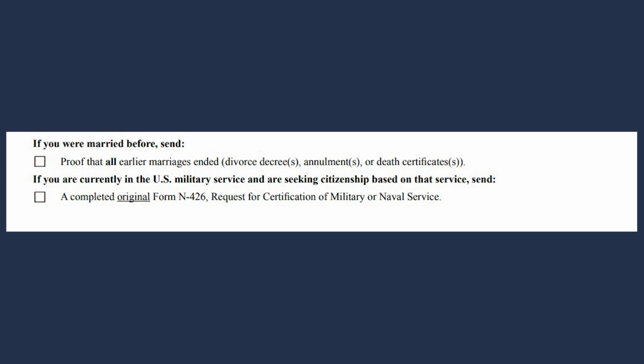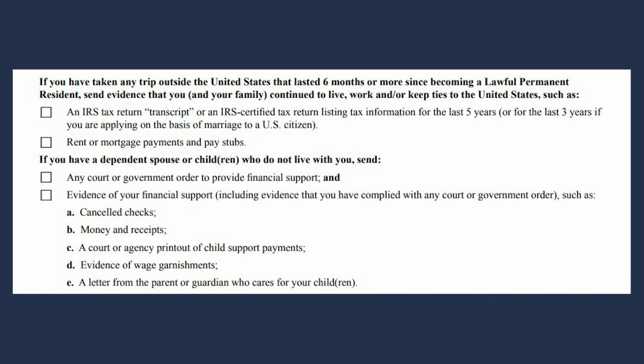If you are currently in the U.S. military service and are seeking citizenship based on that service, send a completed original Form N426, Request for Certification of Military or Naval Service. If you have taken any trip outside the United States that lasted 6 months or more since becoming a lawful permanent resident, send evidence that you and your family continue to live, work, and keep ties to the United States, such as an IRS tax return transcript or an IRS certified tax return listing tax information for the last 5 years, or for the last 3 years if you are applying on the basis of marriage to a U.S. citizen, rent or mortgage payments, and pay stubs.